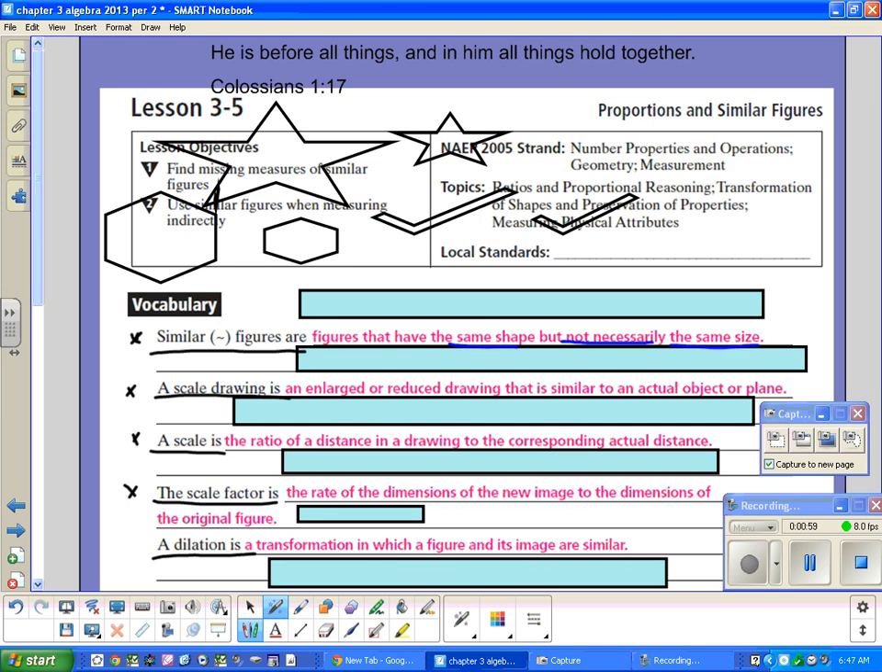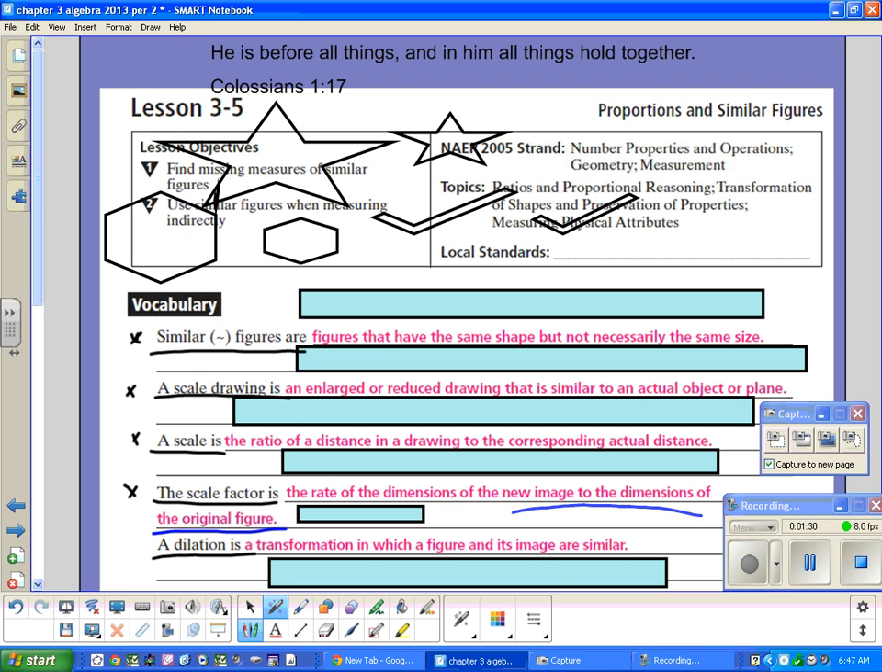Scale drawing is an enlarged or reduced drawing that's similar to the actual object or place. A scale is a ratio, a little fraction of distance in the drawing to the corresponding actual distance. So it's a fraction. The scale factor is the ratio of the dimensions of the new image to the dimensions of the original figure. So scale and scale factor are similar.